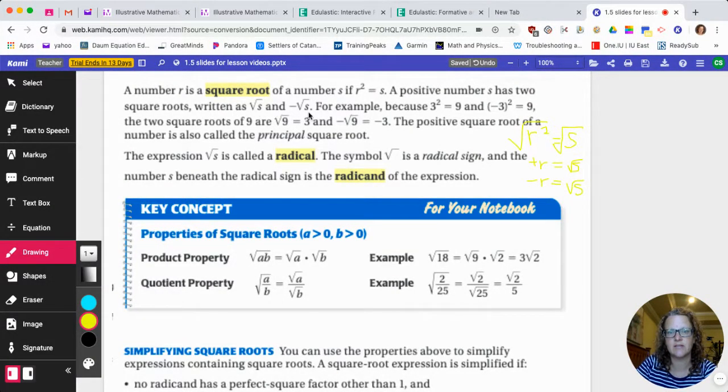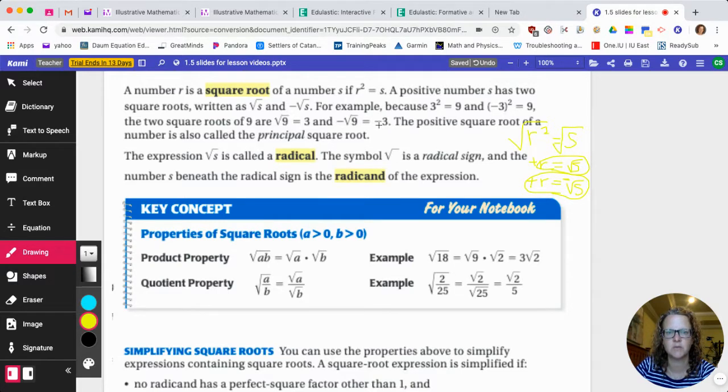Now, this answer right here says positive and negative root x. That just means that I can ignore that positive because it's good. Now this one I can multiply both sides by a -1 and switch that negative to the other side. Same thing, okay? All right, so if we look at the example with numbers, because 3 raised to the second power equals 9, and -3 raised to the second power is 9, the two square roots of 9 are square root 9, which is 3, and negative square root 9, which is -3.